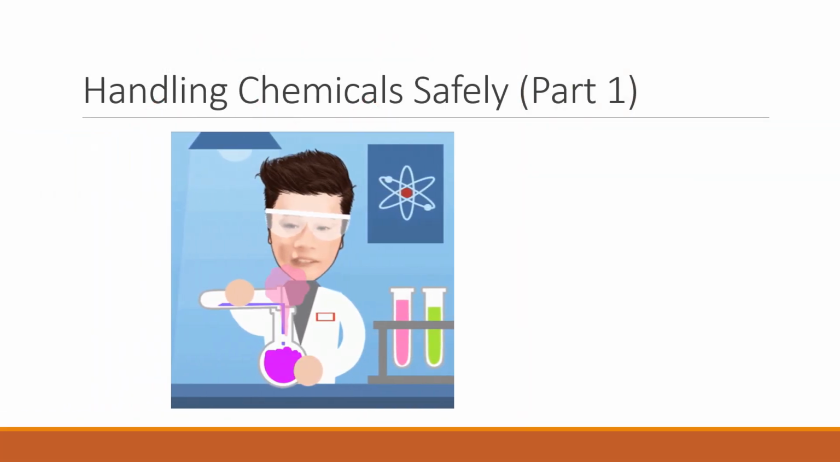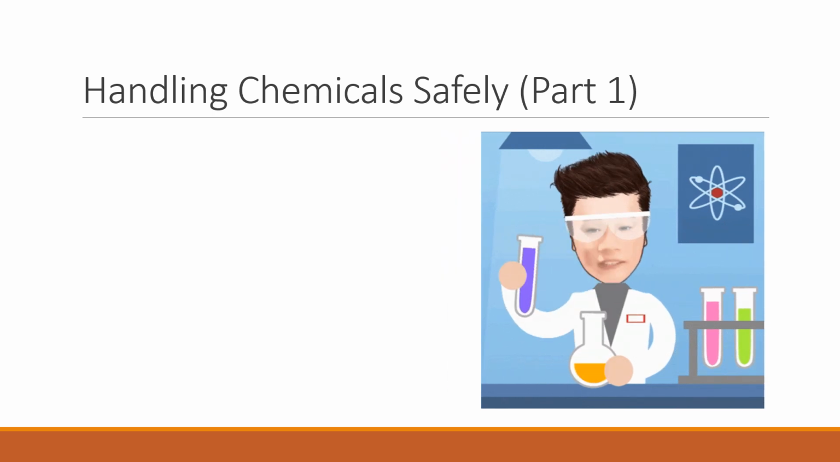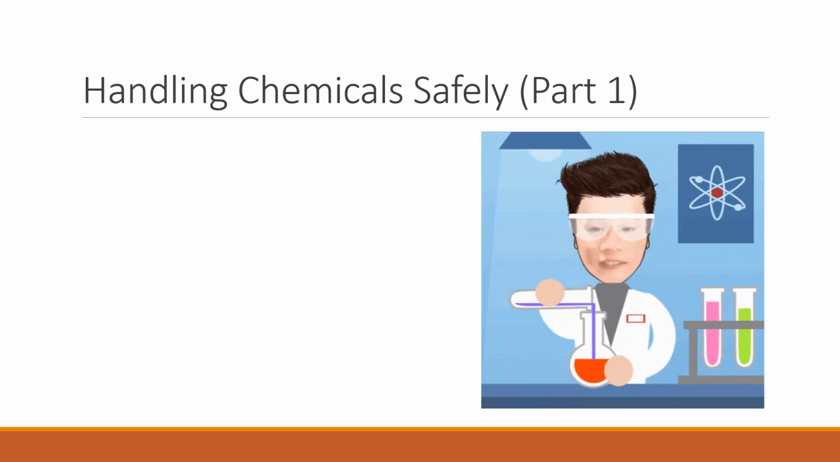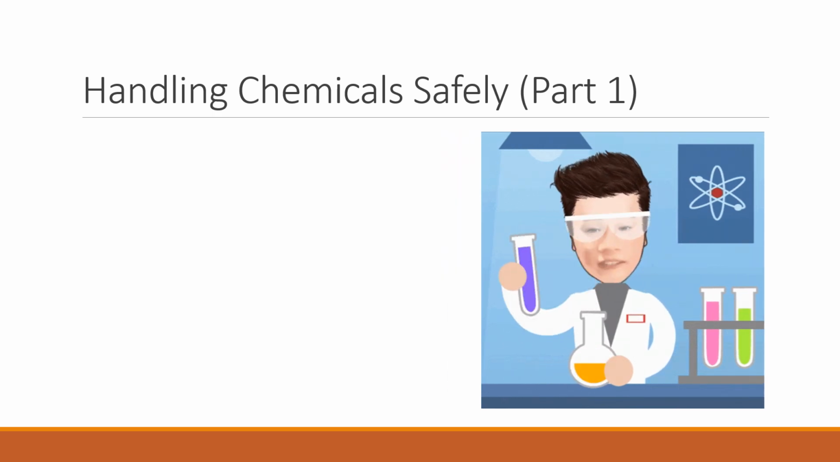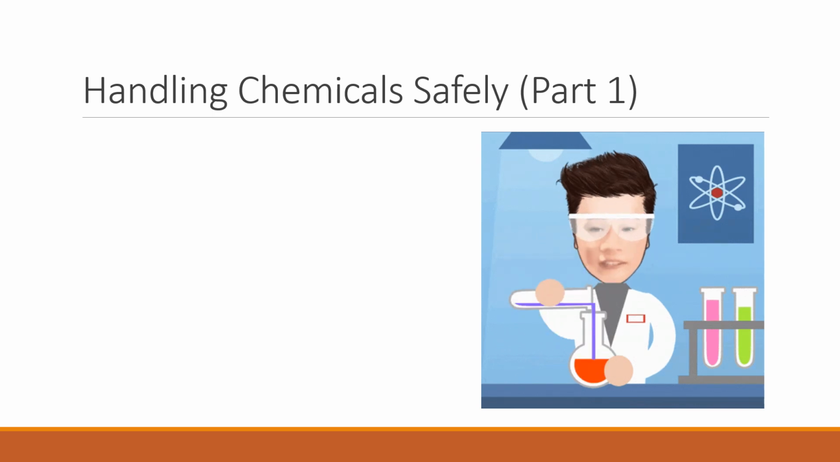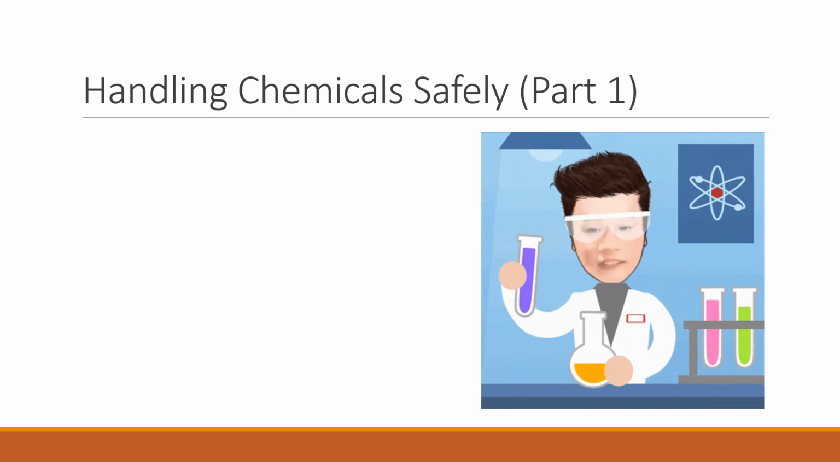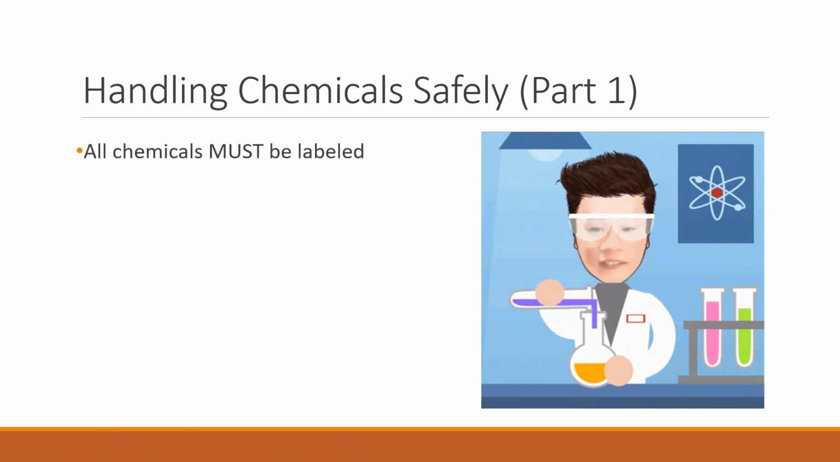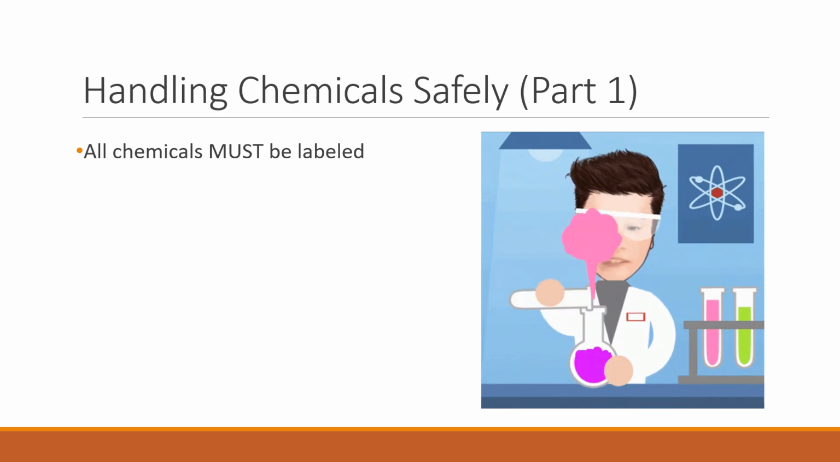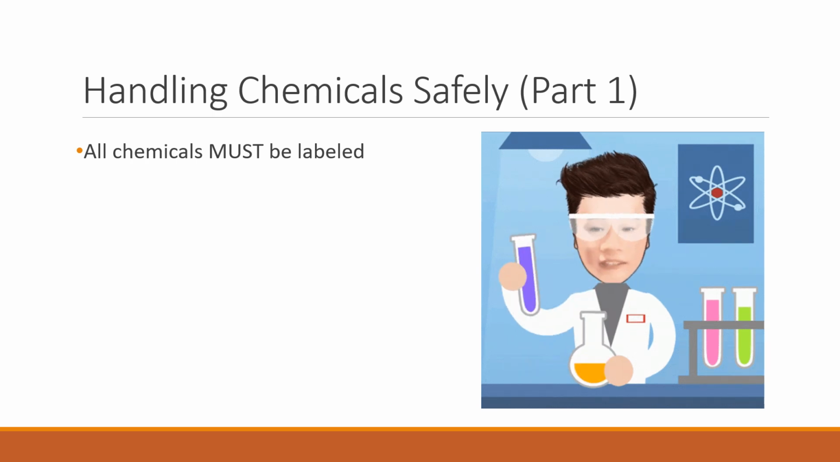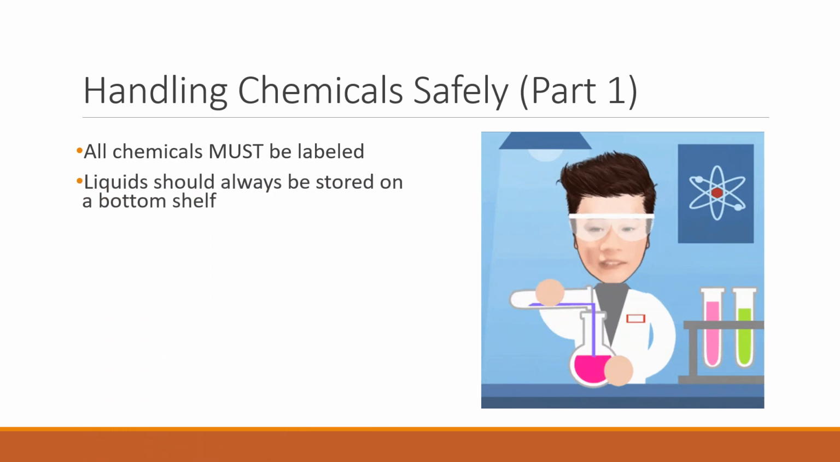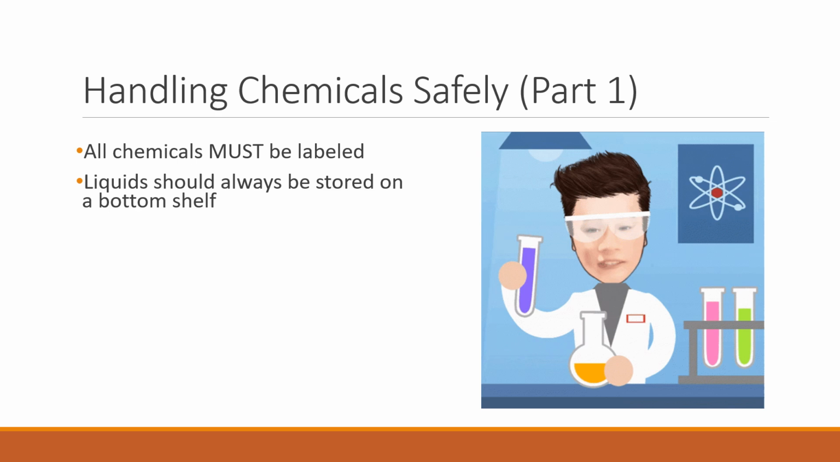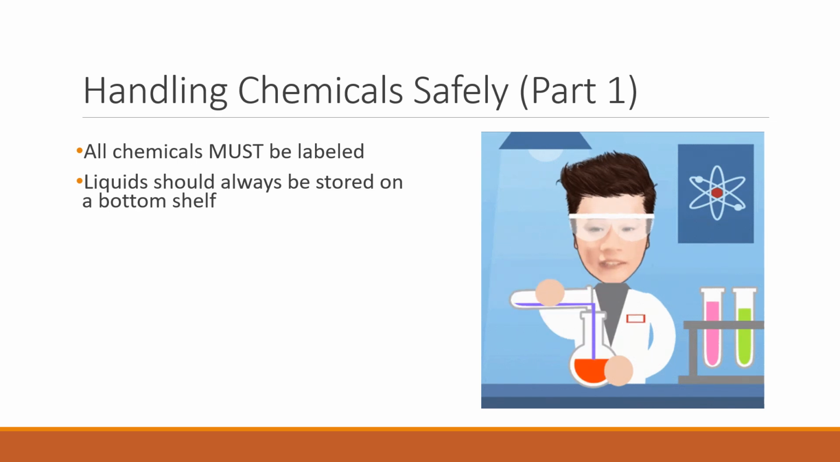Since you're not a scientist, it's crucial that we always handle and store chemicals properly. Here are some key points from our policy on chemical storage and handling. Labeling chemicals: every chemical must be labeled without exception. Unlabeled chemicals pose significant health and safety risks to you and others. Proper storage: store liquids on the bottom shelves. Ensure that shelves are bolted to the wall to prevent falls.